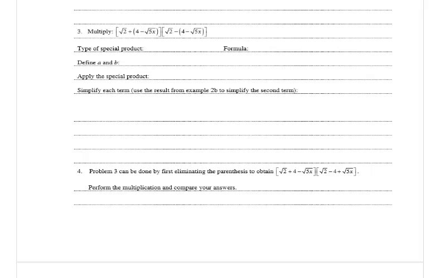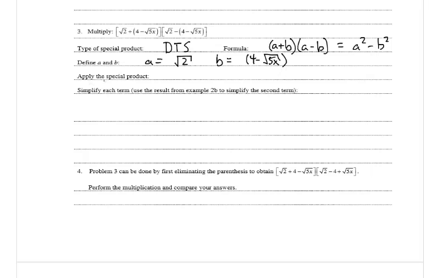In 3, we have the square root of 2 plus 4 minus the square root of 5x, times the square root of 2 minus 4 minus the square root of 5x. And it wants to know what type of special product we have. And we have the difference of two squares. And it wants to know the formula. A plus B times A minus B is equal to A squared minus B squared, and A is defined as the square root of 2, and B is defined as 4 minus the square root of 5x.